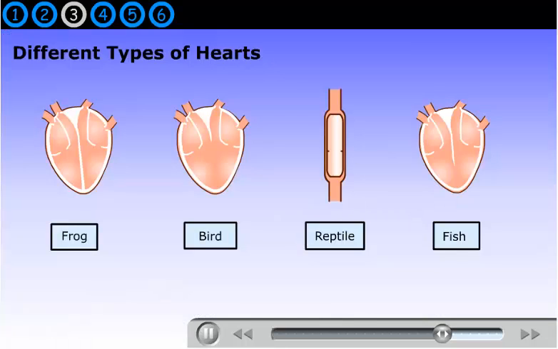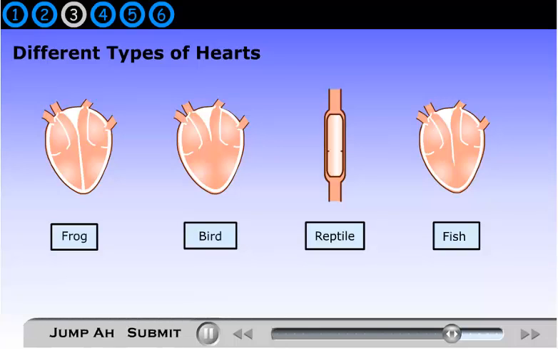Now that we've explored the different types of hearts found in the different vertebrate groups, see if you can match the hearts on the screen with the animals that have them. Click Submit to see if you're correct.